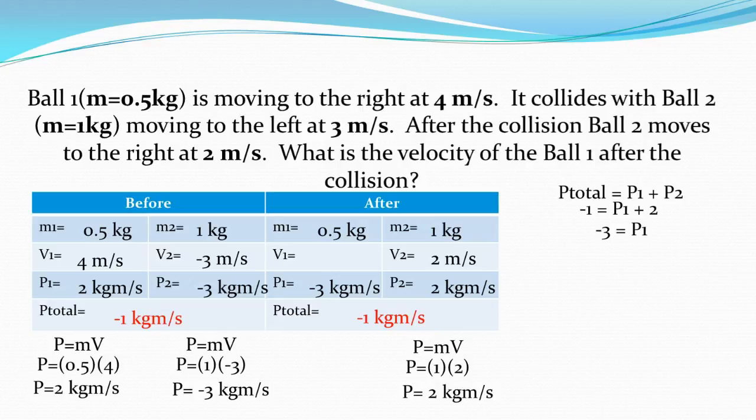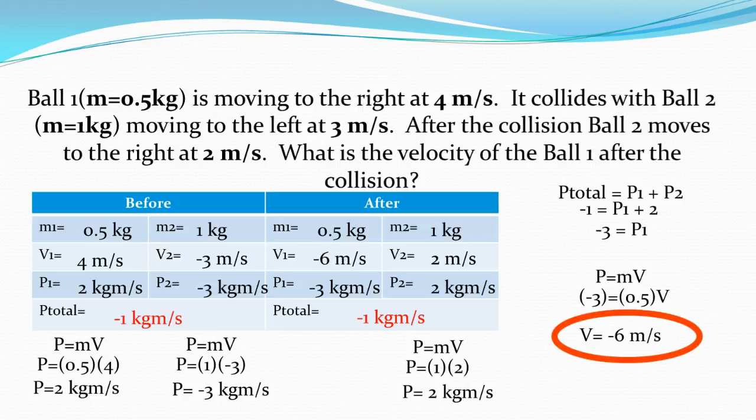Either route works. At this point, if I'm trying to find the velocity of ball 1, I can plug the information I know into my momentum formula. I know that ball 1's momentum is -3. I know that its mass is 0.5. To solve for its velocity, I'm just going to divide both sides by 0.5. -6 meters per second, which seems reasonable because if one ball went off to the right, the other ball is going to go off to the left in a negative direction.